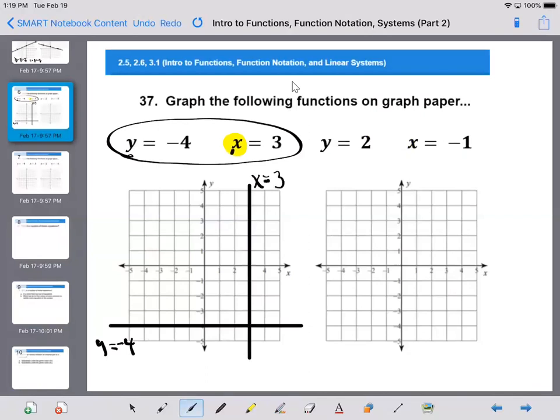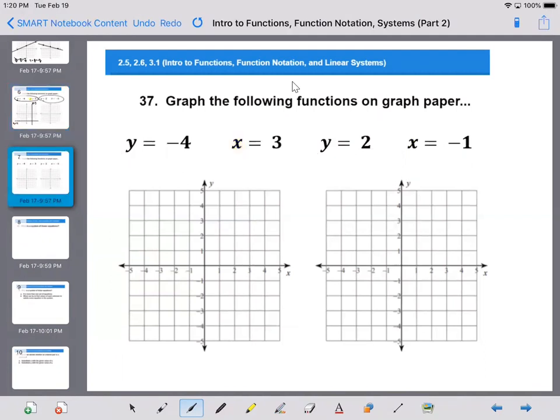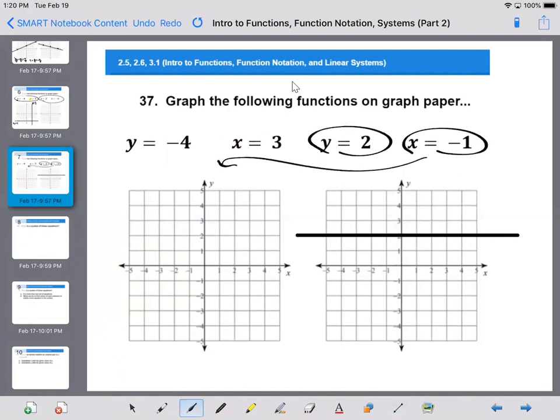And then let's look over on these two. And we'll have y equals 2. So that'll be a horizontal line here. And we'll just graph this one over here. And that will be x equals -1. So we'll see a horizontal line or a vertical line depending on what it's solved for. Y equals a constant, then we're going to see a horizontal line. X equals a constant, we're going to see a vertical line.